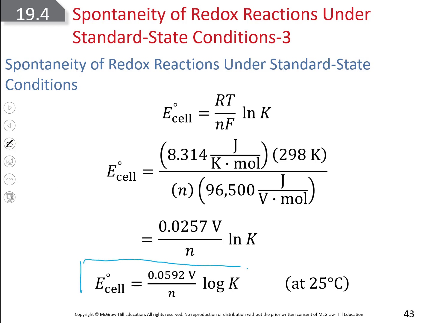E standard of the cell is equal to 0.0592 volts divided by N, again, N is still our number of electrons, times the log of K at standard state conditions, so 25 degrees Celsius. So this is equation 19.5. So we can use this to calculate the equilibrium constant. So delta G again tells us it's spontaneous. What kind of information can K, the equilibrium constant, tell us?